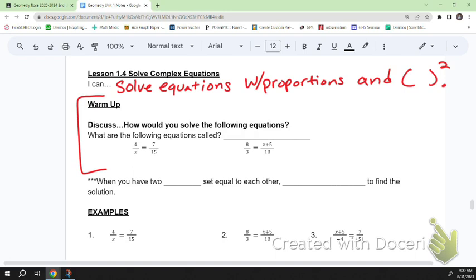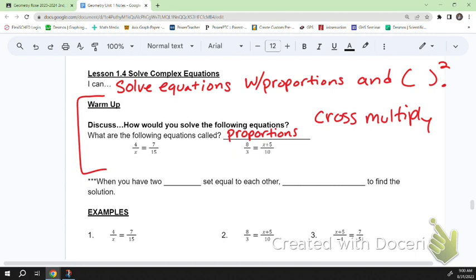All right. Who can tell me, how do you think we're going to solve these problems in words? Yes, ma'am. Cross multiply. We've kind of seen some of these already. Some of us called it the butterfly method in middle school. We're going to cross multiply. These equations are called proportions.